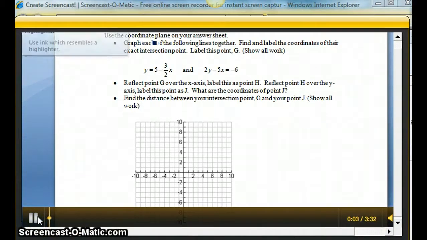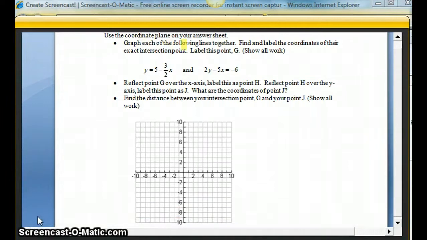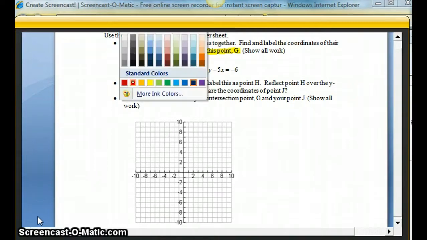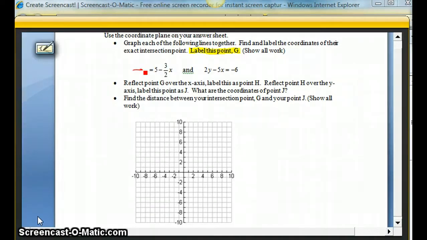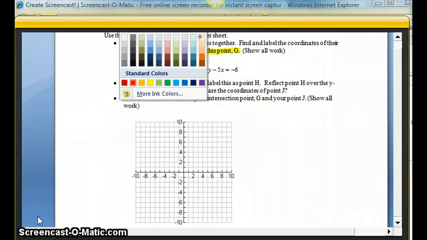The first thing we're going to do here is graph each of the following lines together. Then we're going to find and label the coordinates of their exact intersection point, and finally we're going to label this point G. In order to do the graphing, we need the equations to be solved for y. So the first equation is already solved for y.